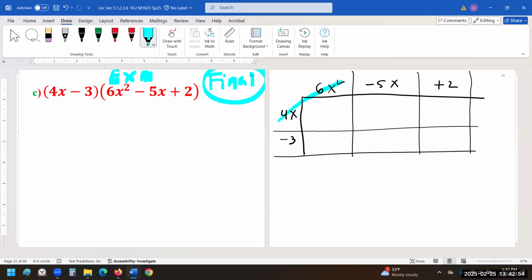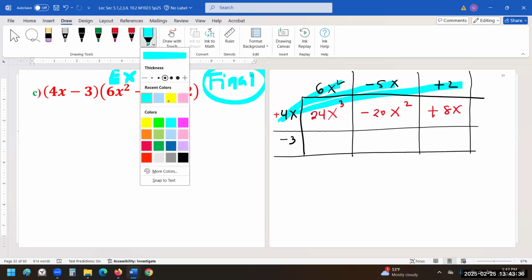So let's multiply these two. What do you get? 24x to the third. And then you multiply the next one. Negative 20x to the second. And then you do the last one, plus or minus? Plus. So this is plus 4, and this is plus 2. That gives you plus 8, and our variable is alone, so 8x.